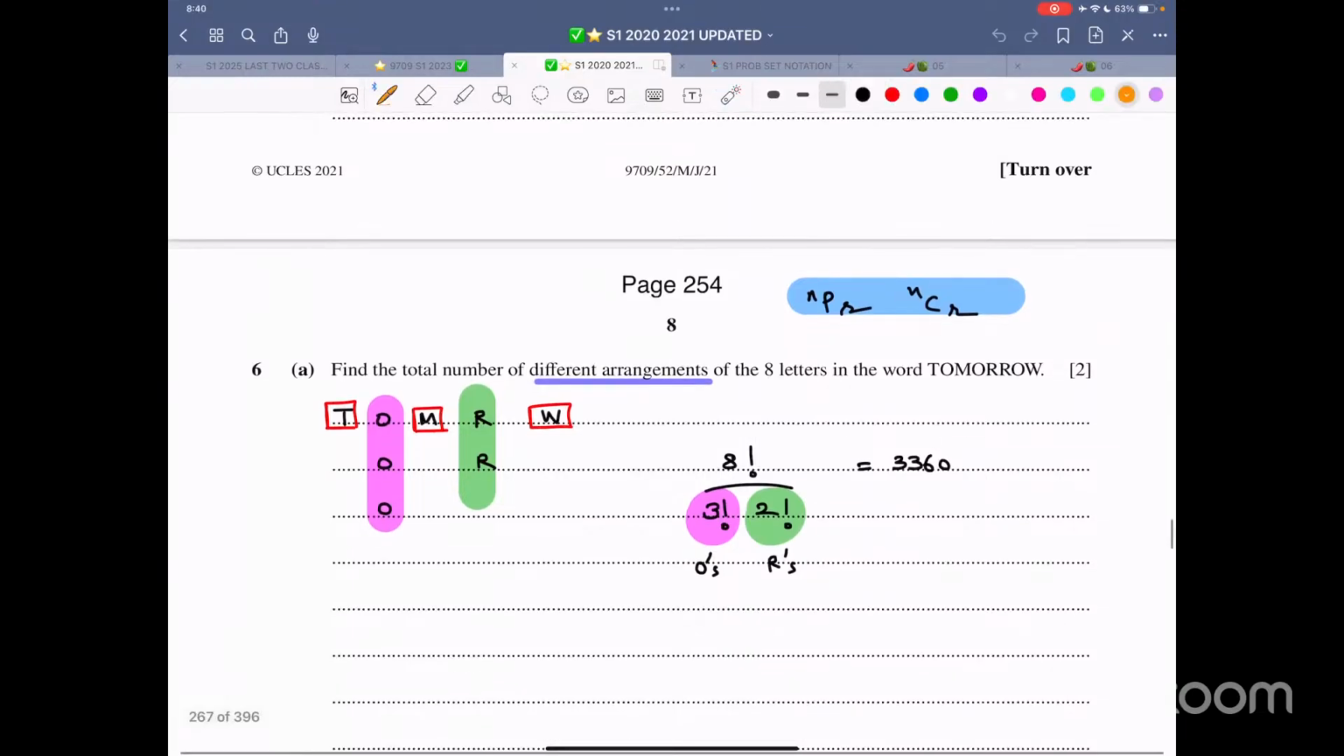That is May, June 2021, variant 52, question number 6. The reason for focusing on this is that it is a combination question. A lot of people have this issue with combination. Let me just look at this.